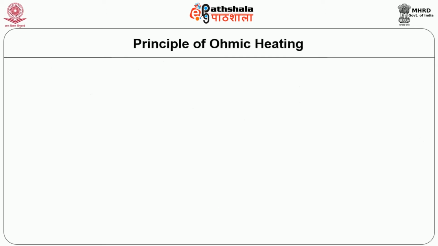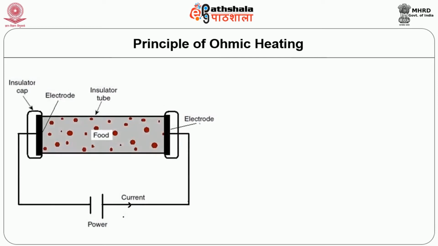Let us now see the principle of ohmic heating. When an alternating electric current is passed through a conductive material of resistance, heat is generated internally due to electrical resistance causing temperature rise. Here, the food acts as an electrical resistor. So, from the figure, you can visualize the electrical circuit which represents the ohmic heating along with its electrical analog. Ohmic heating deals with electrical conductivity properties of foods.